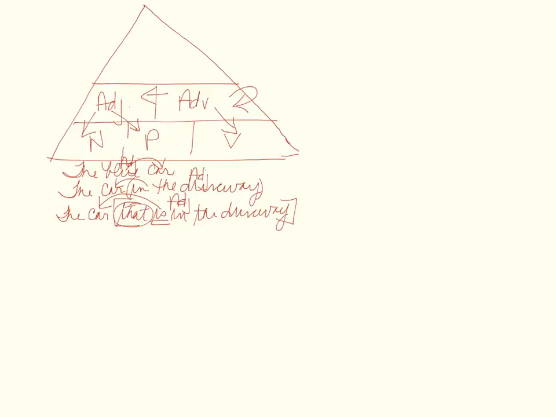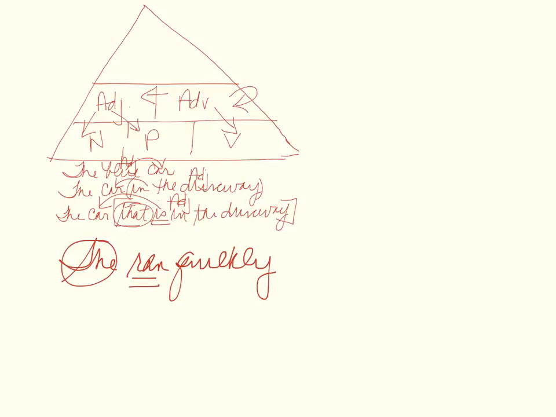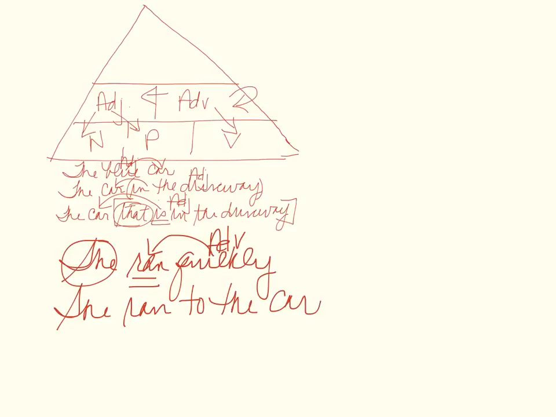The same will hold true of an adverb. If I said, she ran quickly. Ran is a verb, she is the subject. Quickly is telling me how she ran. If it's answering how and modifying a verb, it's an adverb. If I said she ran to the car, I've added a phrase. Ran is my verb. To the car is telling where she ran. If it's answering where and modifying a verb, it's an adverb.